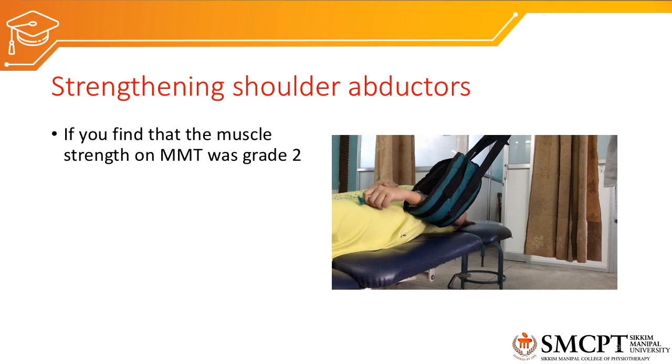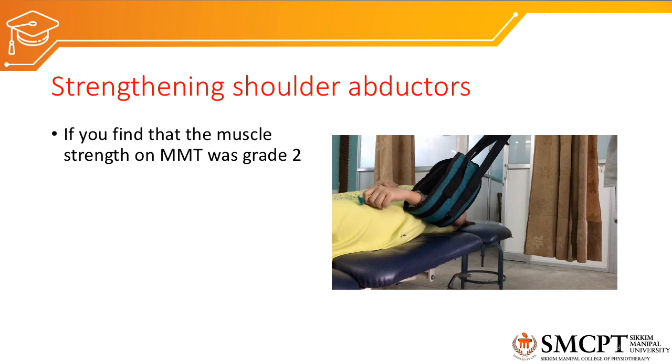So what are the shoulder abductors? Shoulder abductors are mainly deltoid and supraspinatus. So if these muscles are weak, that is grade 2, which may be because of nerve injury, then we will position the patient in supine lying so that the arm can be supported on the sling. And then we'll ask the patient to perform 10 repetitions of abduction for 3 sets.